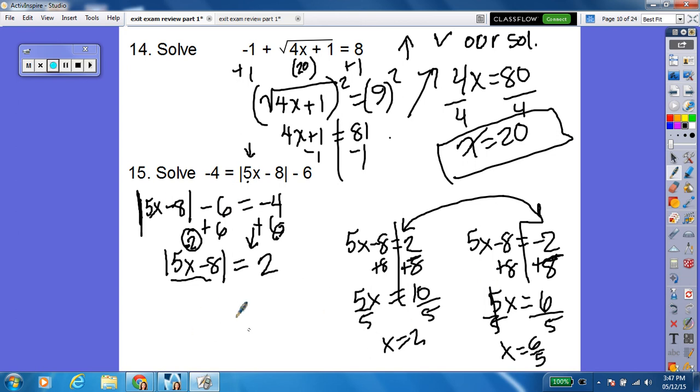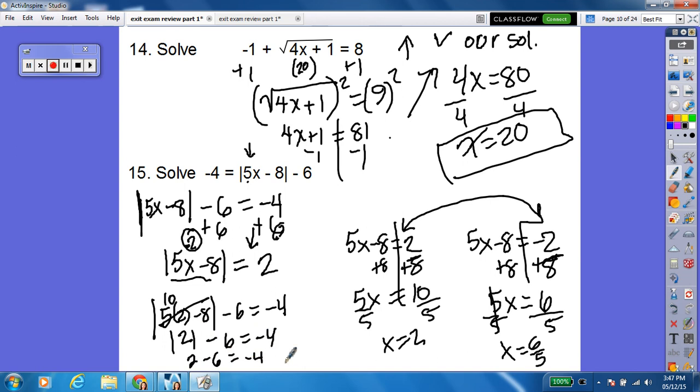Let's say I plug in the 2. So we do 5 times 2 minus 8, all in absolute value, minus 6 equals negative 4. Let's see if this is true. This is 10. 10 minus 8 is 2. Absolute value of 2 is 2. 2 minus 6 is negative 4. Check. So plugging in the 2 worked.